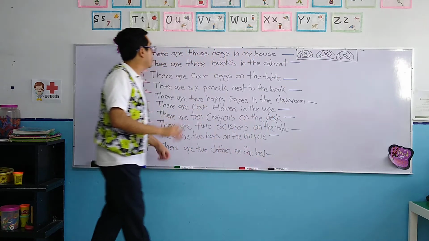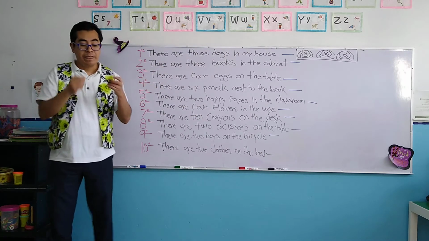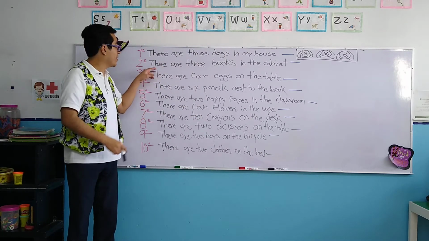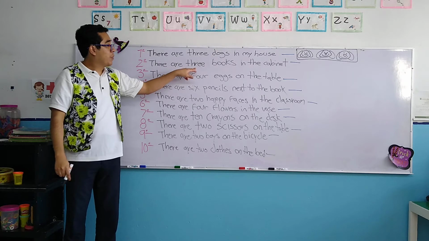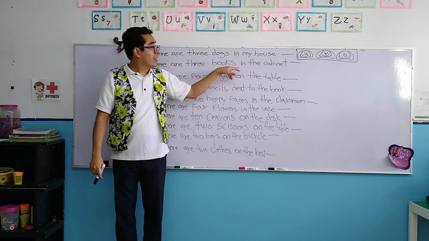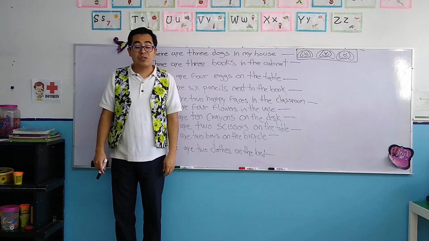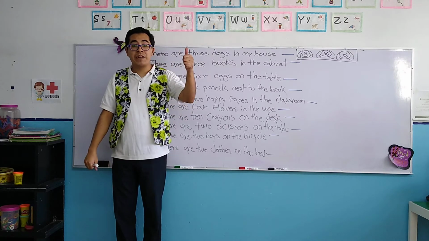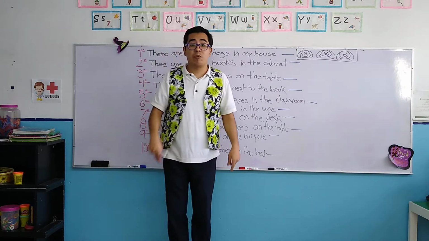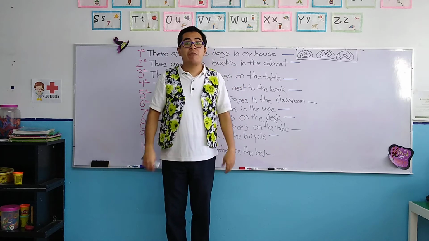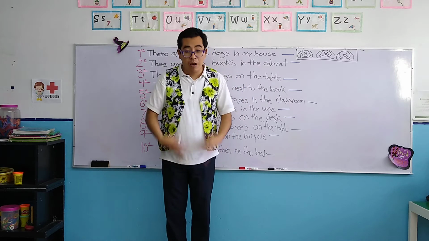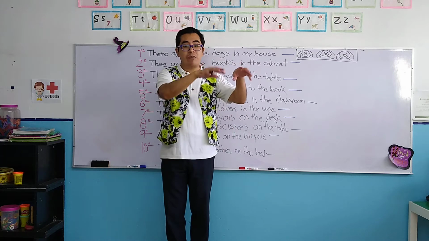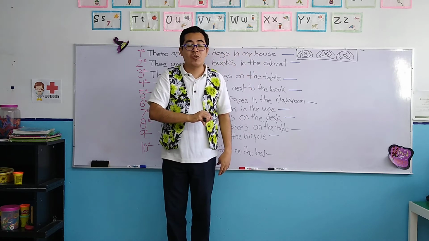Very good. Let's continue with the second sentence. The second sentence says, there are 3 books in the cabinet. So once again, 2 objects, books and cabinet. Don't forget that a cabinet is where we put the things, the clothes or the toys. Donde guardamos la ropa y los juguetes, okay?